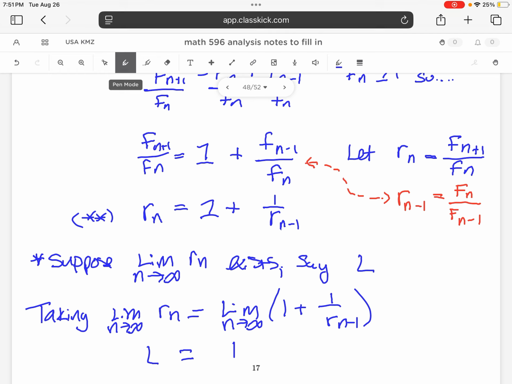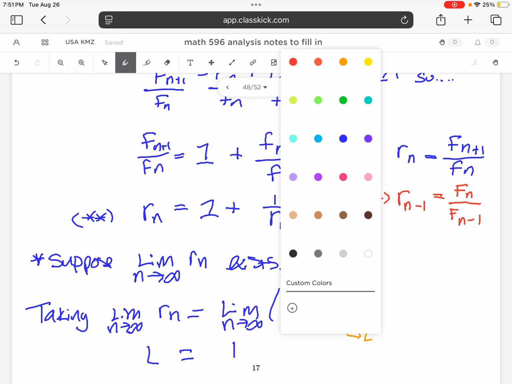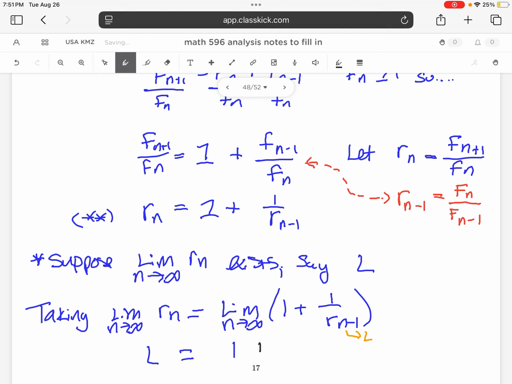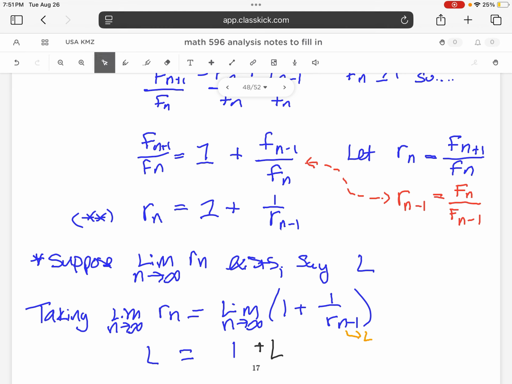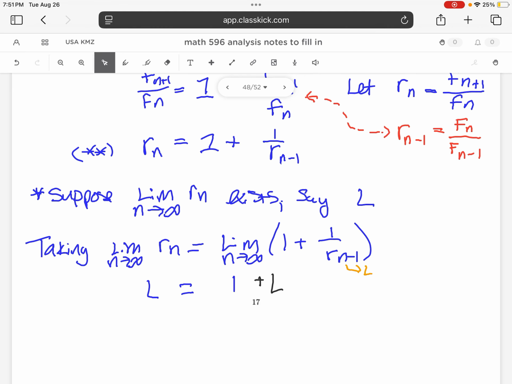Even though the index is off by 1, as n goes to infinity, that's still going to be approaching that same L. We saw already that this is going to approach L, which means the whole left-hand side is going to approach 1 plus L. Oops. Should have been the same color. Okay. Whoops. Is that right? That's not quite right. It's not going to approach L itself, but it'll approach 1 over L, right? Because the denominator is going to be heading towards L as n goes to infinity.